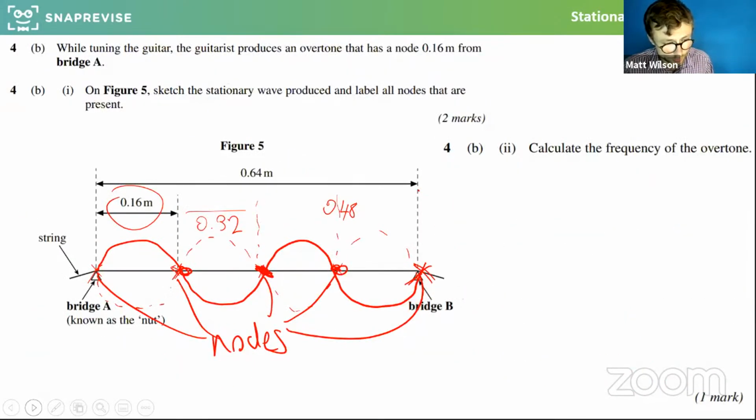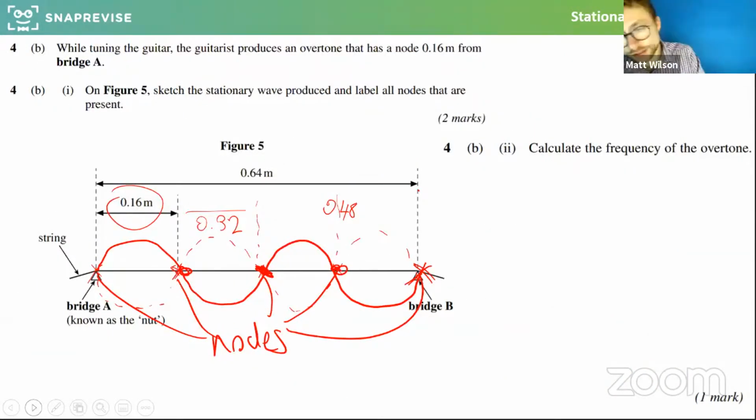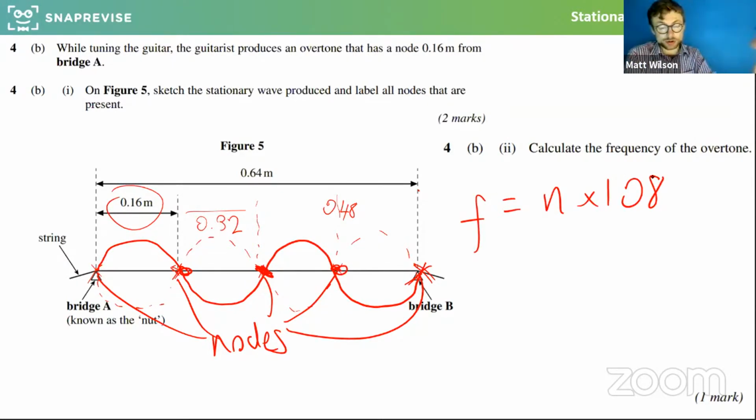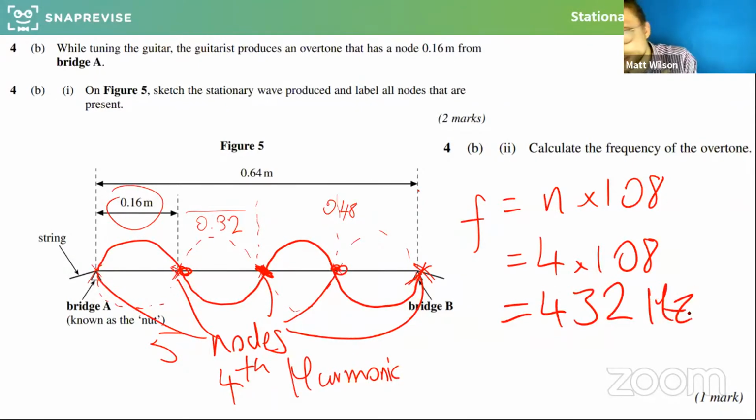Now, we already have the frequency of the fundamental harmonic. We were told it, fundamental mode 108. So for the nth harmonic, we would have n times 108, the fundamental, and we just need to know what harmonic we're on. Well, for each harmonic, we always had one more node than the harmonic number. Here there are 5 nodes, so we're in the 4th harmonic. And so the frequency of the 4th harmonic is 4 times 108, which is simply 432 hertz.